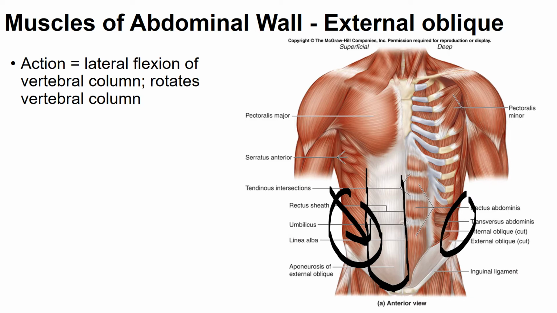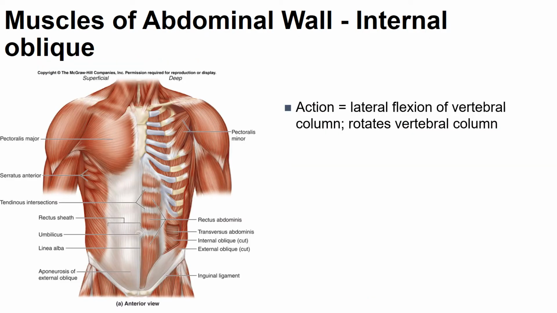So the external obliques work together with the opposite side of the internal obliques, and that helps to rotate the vertebral column. All right, so immediately deep to the external obliques are going to be the internal obliques.